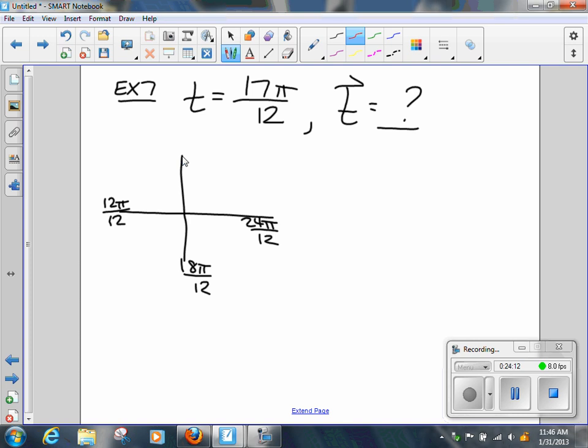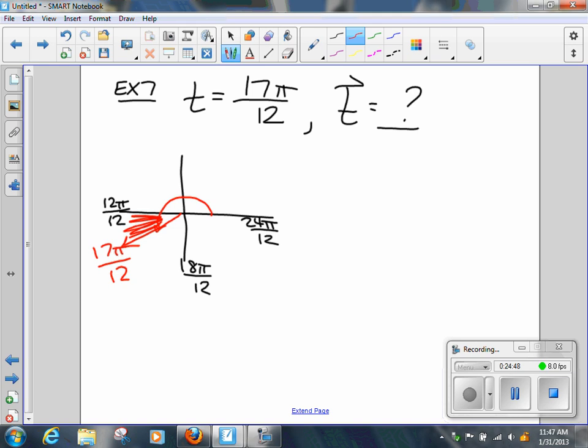Here we go. Now, 17 pi over 12 is in the third quadrant, isn't it? Yes. Now, what's the shortest way back to the x-axis? It's going to be this right here. Folks, what is it? How many of you had 5 pi over 12? Yes. Now, how do I know that?